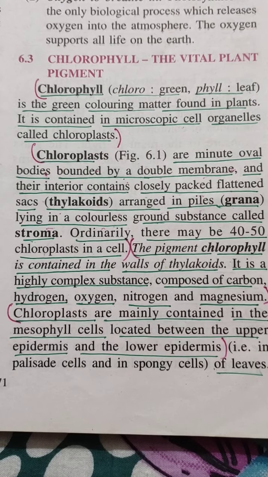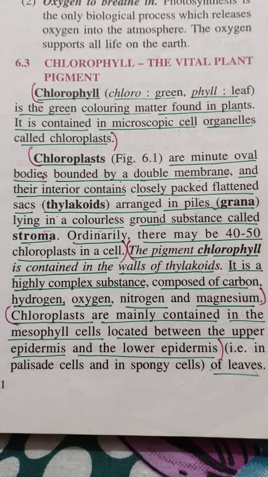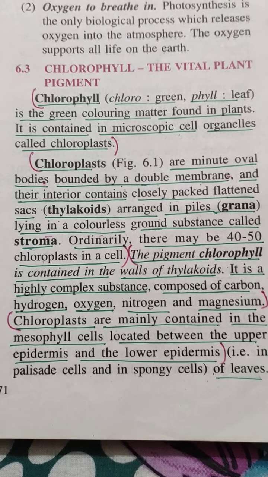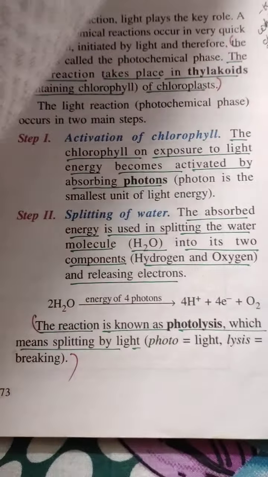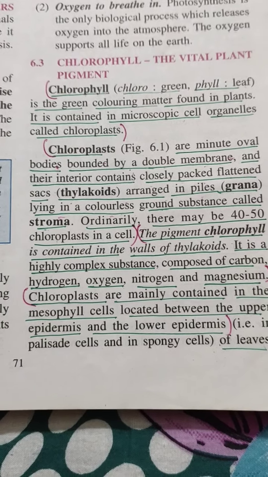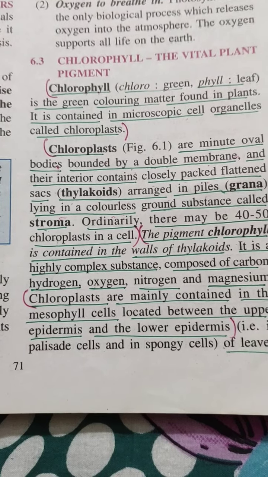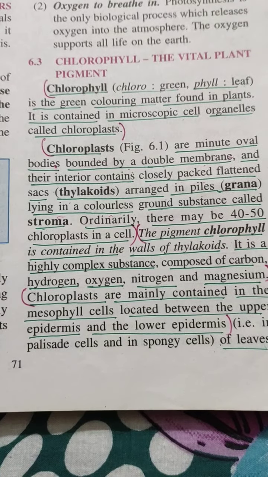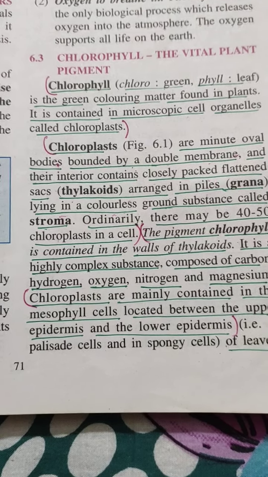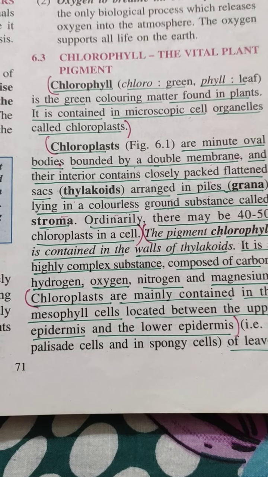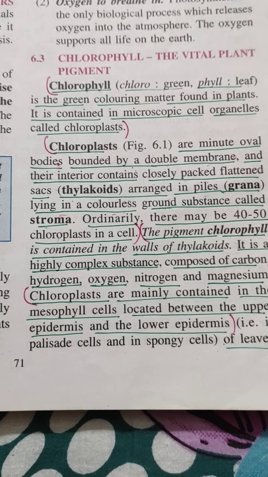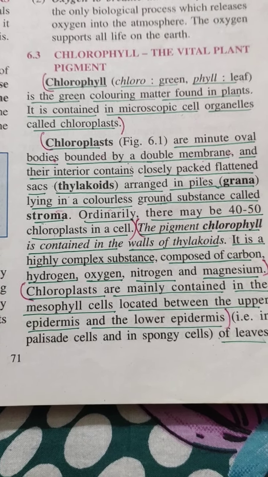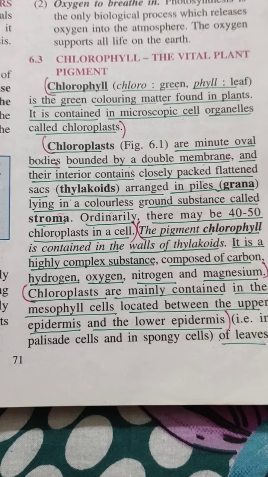Now, there may be 40 to 50 chloroplasts in a cell. The pigment chlorophyll is contained in the walls of thylakoids. This is the location of the chlorophyll. You must remember this point, that the pigment chlorophyll is contained in the walls of thylakoids. This is the location. So, definitely it is very important for your ICSE. It is a highly complex substance composed of carbon, hydrogen, oxygen, nitrogen and magnesium. This is also a very important point you have to remember.